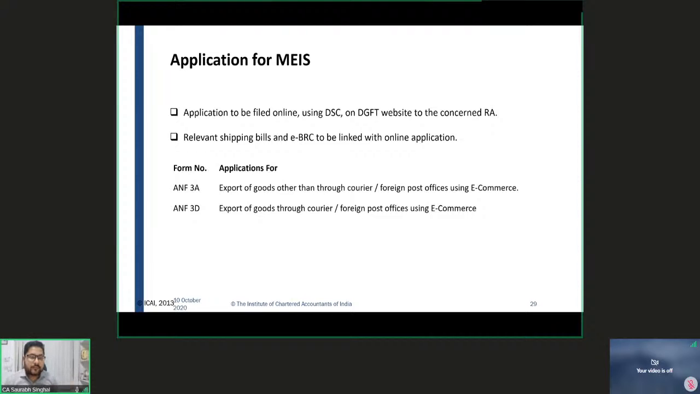Once you have done that, you club certain shipping bills, and we will go to that also, and file an application on the DGFT website with the RA concerned. So suppose I am in Delhi, my RA is in ITO. If I am in Rajasthan, my RA is in Jaipur. I file an application in so and so form, that is ANF 3A or 3B, Aayat Niryat form 3A, Aayat Niryat form 3D, depending upon whether I'm exporting through courier or other than courier. I will file an application giving details of all these shipping bills. And it is an online application.